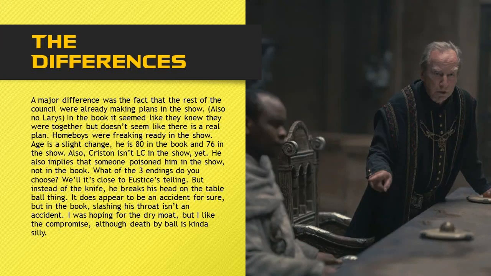Where am I at? Yeah. So what of the three endings do you choose, right? So you have these three different endings. What does the show choose? Well, it's close to Eustace's telling, but instead of a knife, he breaks his head on the table ball thing. It does appear to be an accident for sure, but in the book, slashing his throat isn't an accident. Like, you don't accidentally slice somebody's throat, right?